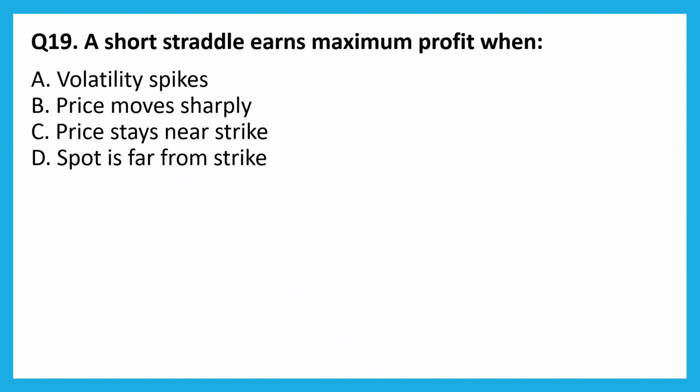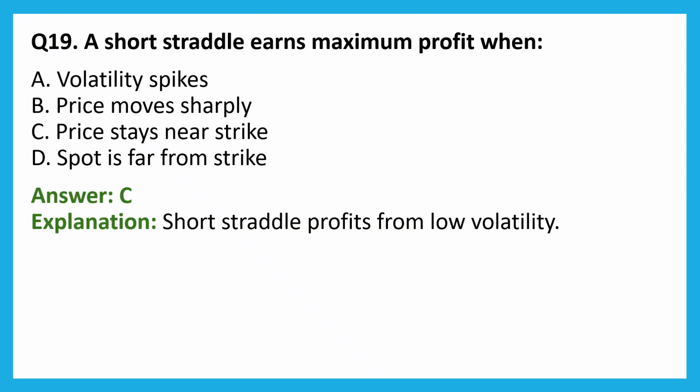Next question. A short straddle earns maximum profit when option A, volatility spikes; option B, price moves sharply; option C, price stays near strike; option D, spot is far from strike. Correct answer is option C, price stays near strike. Short straddle profits from low volatility.